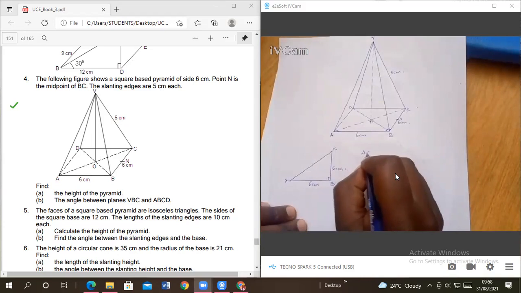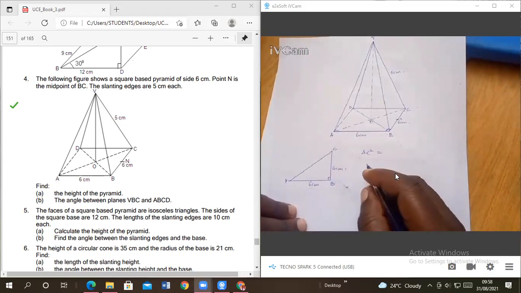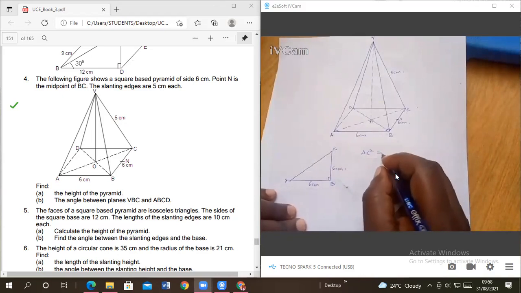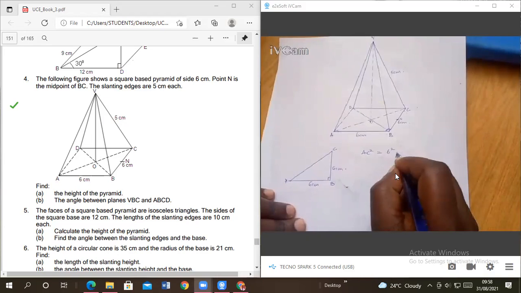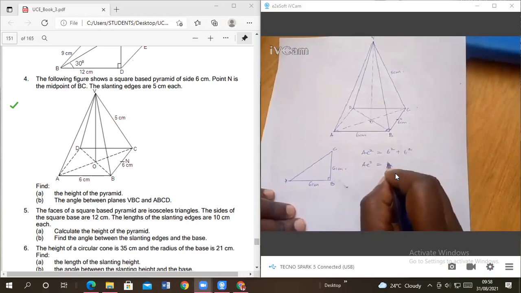So AC squared equals to... members, start talking. That's why I told you to unmute. Equals to? AB squared plus BC squared. AC squared equals... Hey, members, hurry up. Time. Equals?